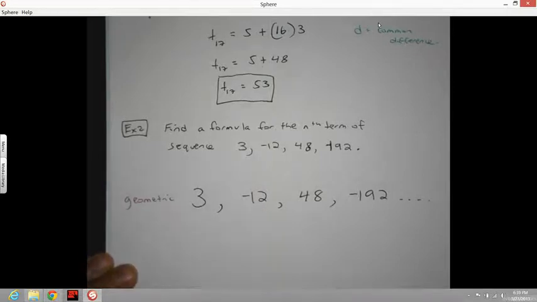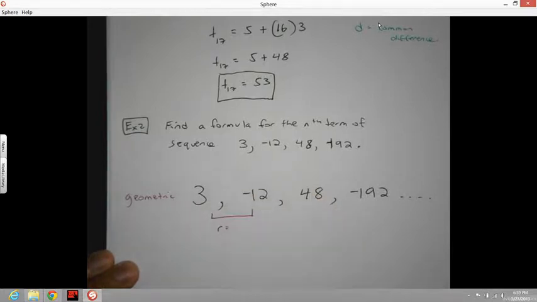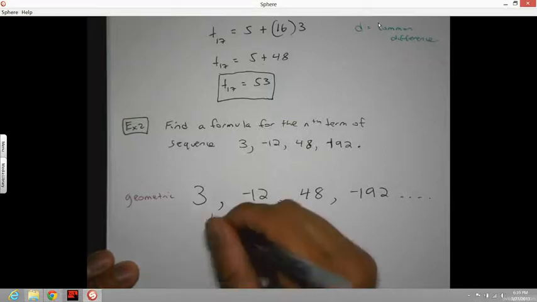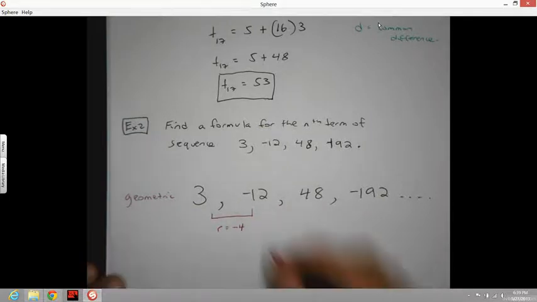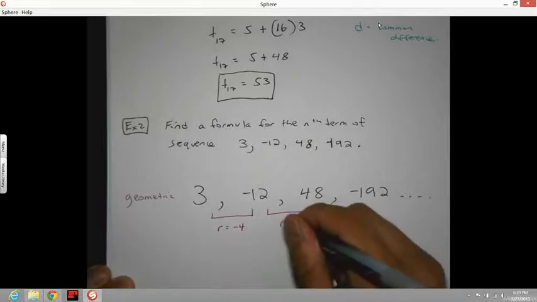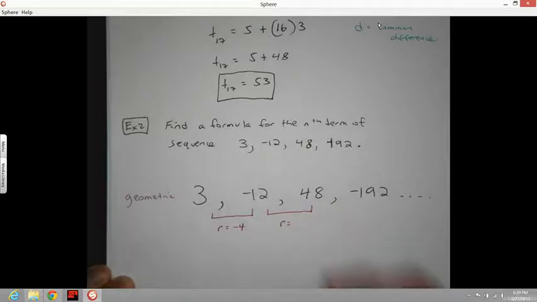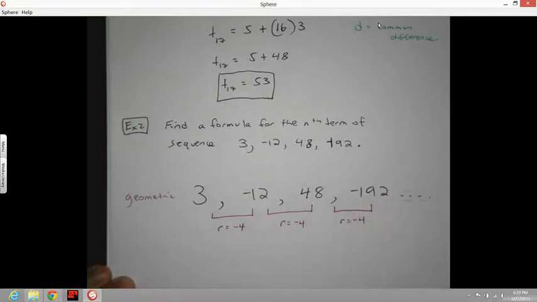And I just have to find out what my common ratio is. What is my R to get from there to there? What was multiplied to 3 to get to my negative 12? And the answer is negative 4. Okay? Is it true for this interval as well? To go from negative 12 to 48? Does R equal negative 4? And the answer is yes, it is. That totally works. And if you do the work or use a calculator, you're going to find that negative 4 multiplied by 48 is going to get you negative 192. So wow, okay, looks pretty good. I know my R.